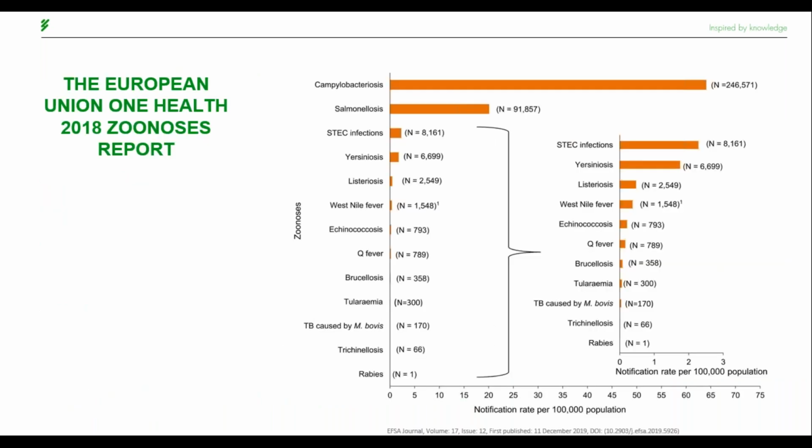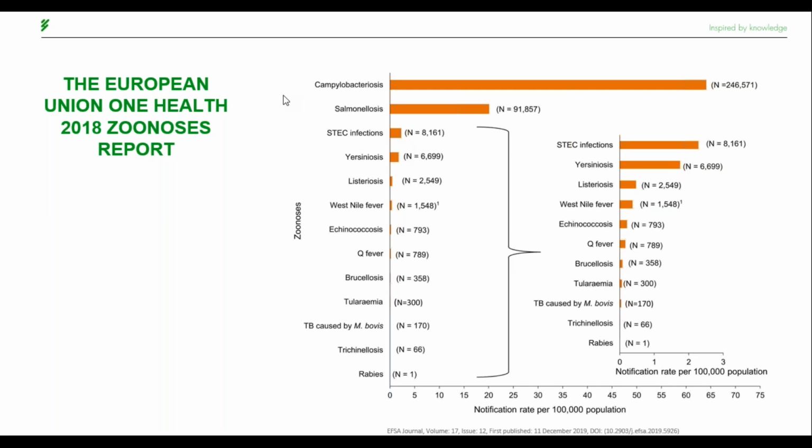To visualize the importance of Campylobacter, we are looking at a chart from the European Union One Health 2018 Zoonosis Report, which was published last December. In 2018, campylobacteriosis was the most commonly reported zoonosis, as it has been since 2005, representing alone almost 70% of all the reported cases.